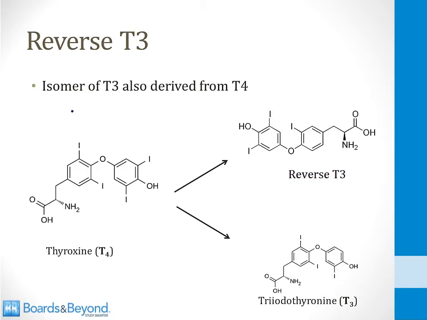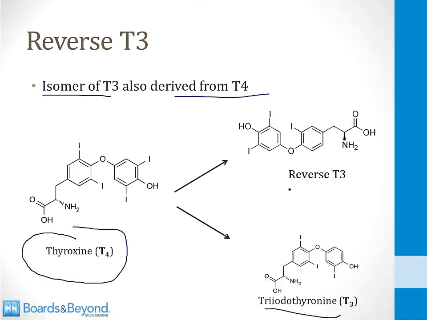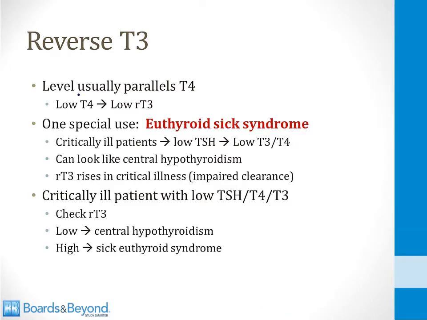Reverse T3 is a blood test that is sometimes used to work up certain thyroid disorders. Reverse T3 is an isomer of T3. It is also derived from T4 just like T3. So on the left side of the screen is the structure of thyroxine. It can be used to form T3 as you know, but it can also form reverse T3, which has the same atomic makeup, but the molecules are put together differently. Therefore, it's an isomer of T3. The levels of reverse T3 in the plasma usually parallel the level of T4. So when there's low T4, there is also low reverse T3.